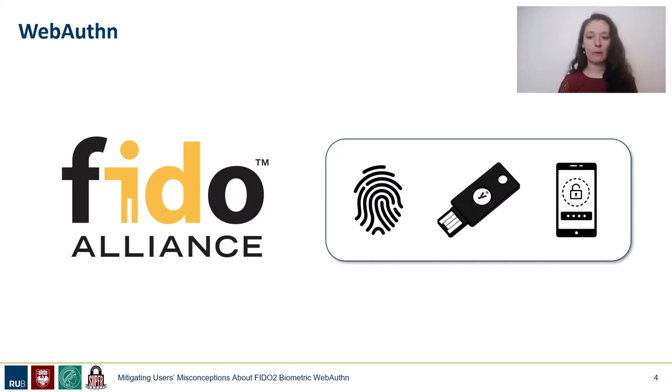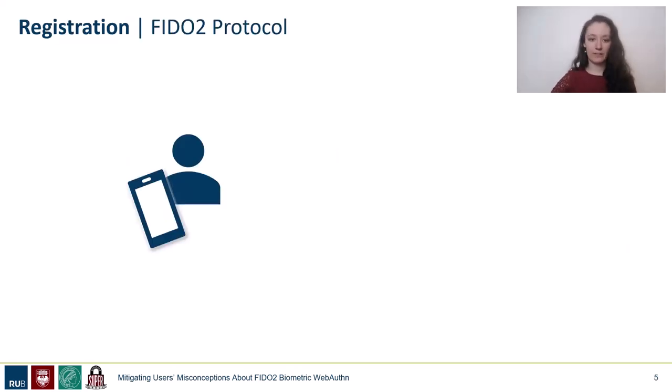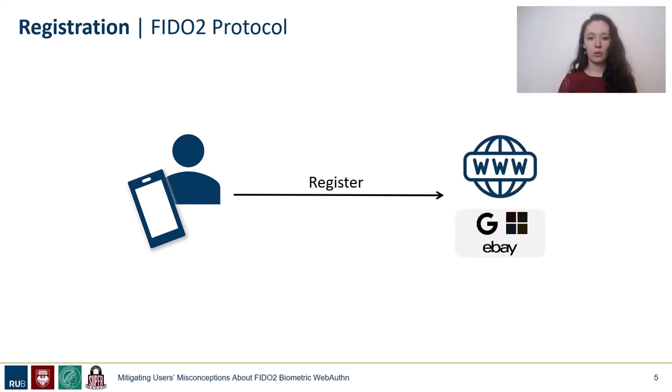Behind the scenes, WebAuthn is based on public key cryptography, but let's have a closer look at that. If the user with their device wants to register on a website, say Google or eBay, Microsoft, you name it, the main thing that happens is that a public-private key pair is created. And the private key is then stored on the user's device. The public key, on the other hand, gets stored by the website. The user is now registered without having any password.